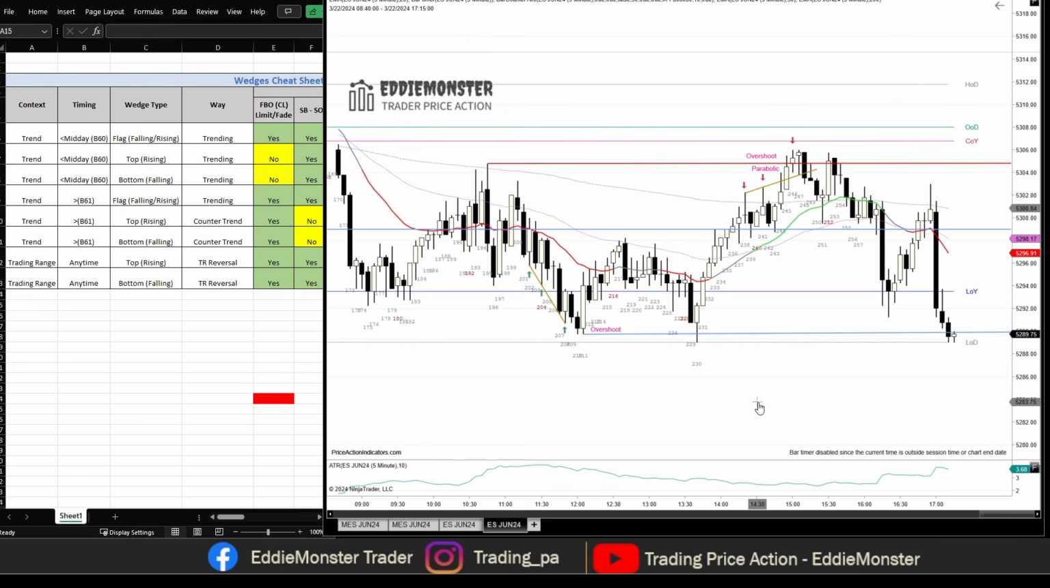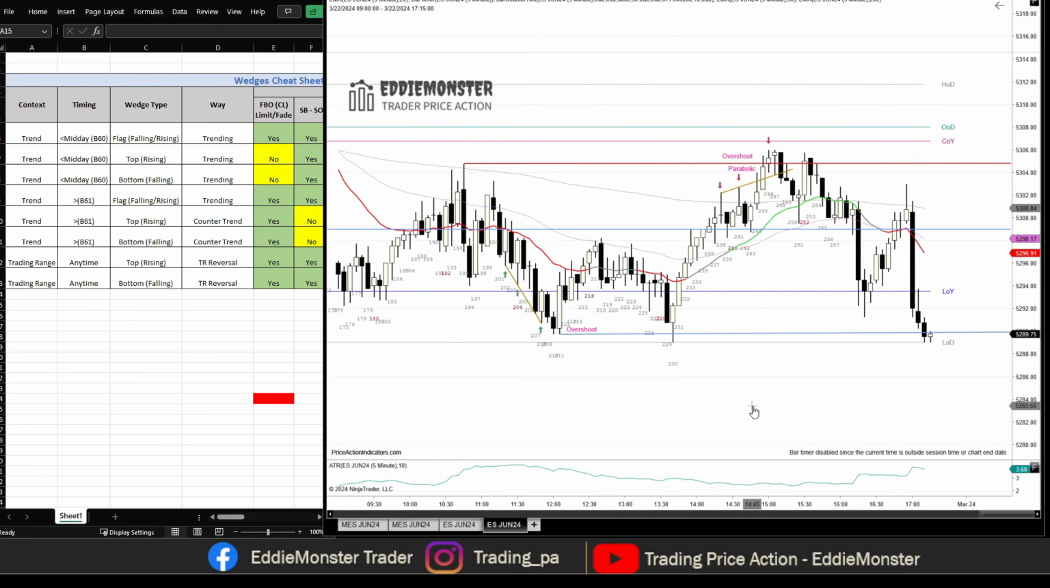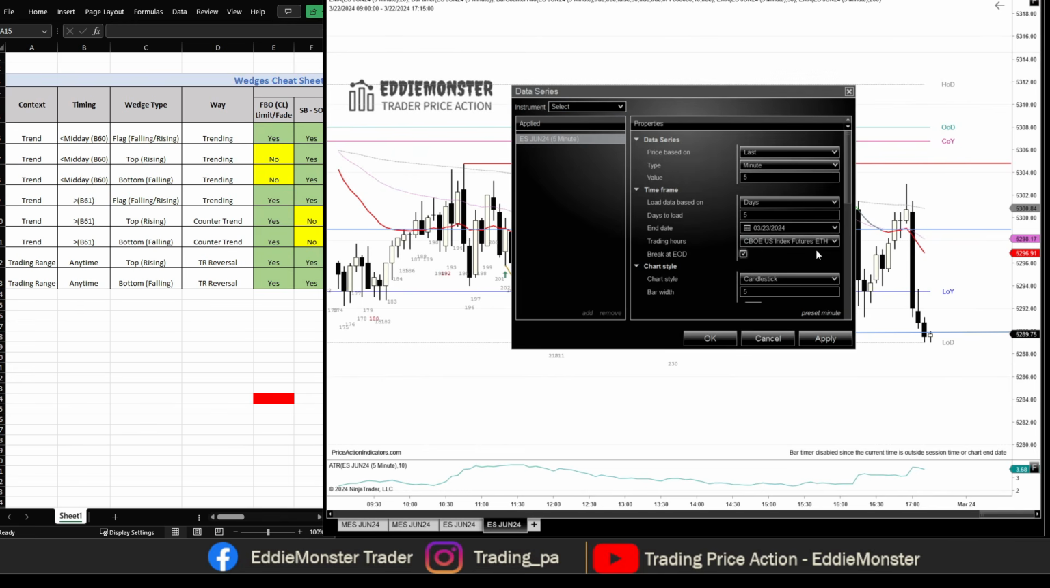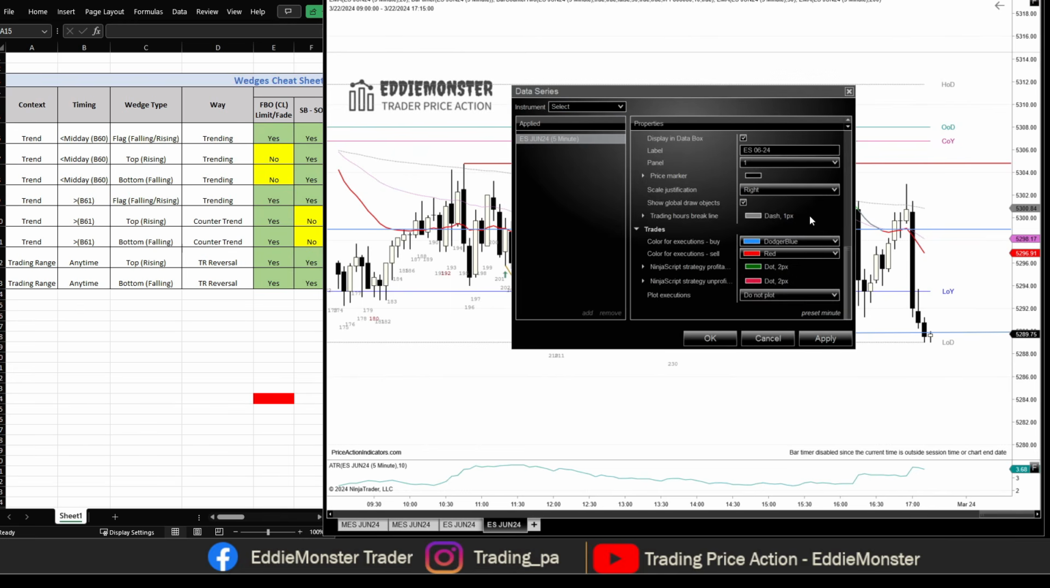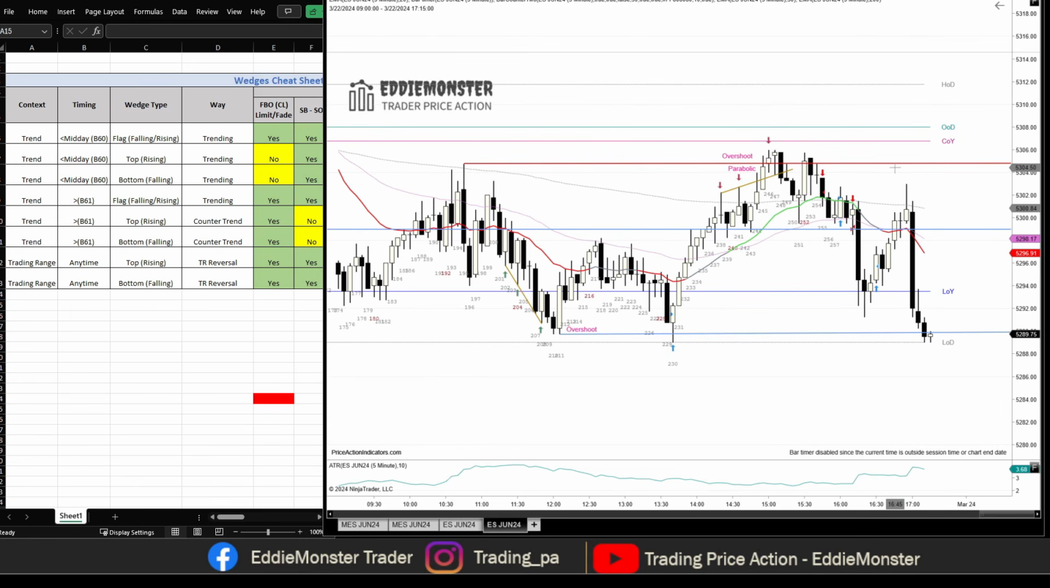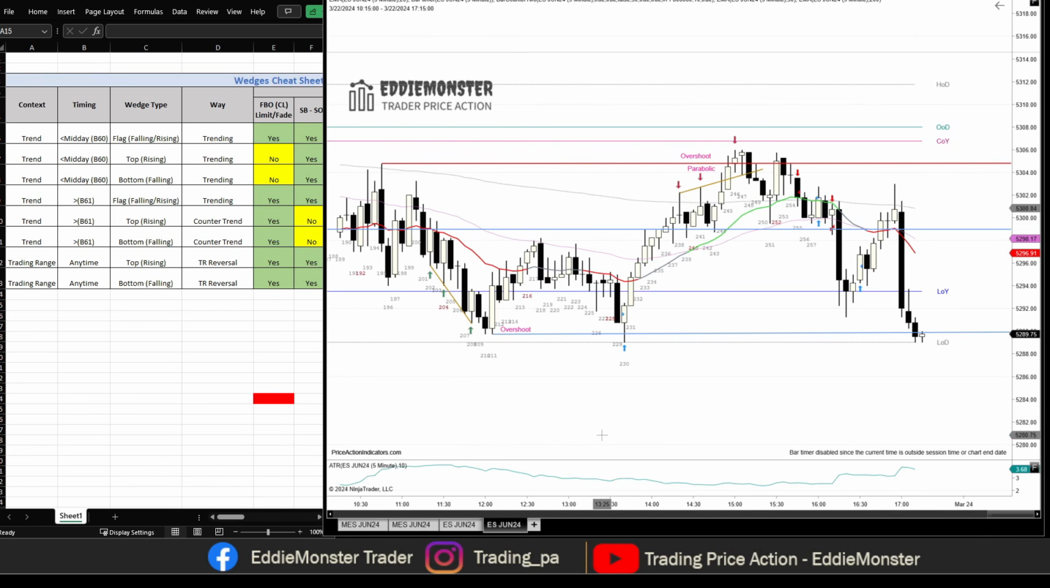So if we see ES yesterday, let me show you what are the trades that I did with this yesterday. You're not seeing this in real time, but I'm showing the trades that I did. Basically, this is a wedge, right? And this is another wedge.